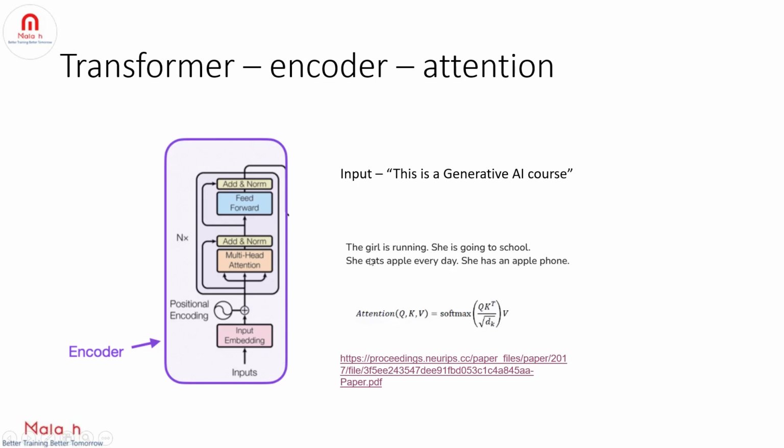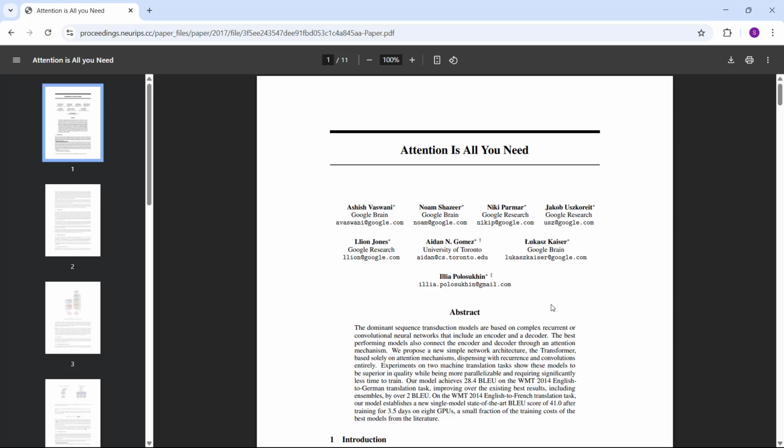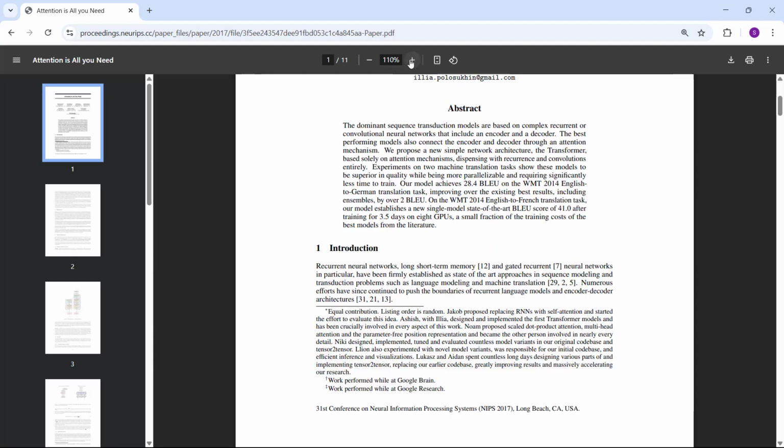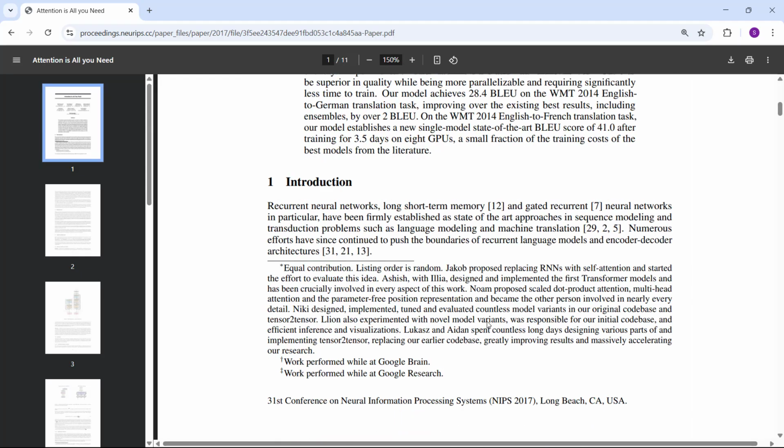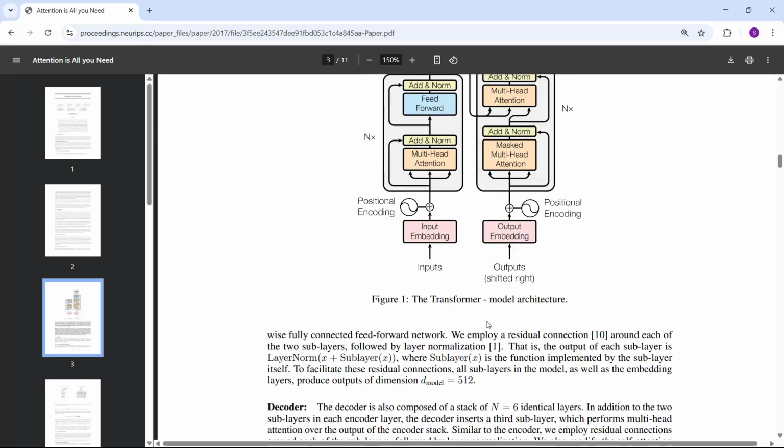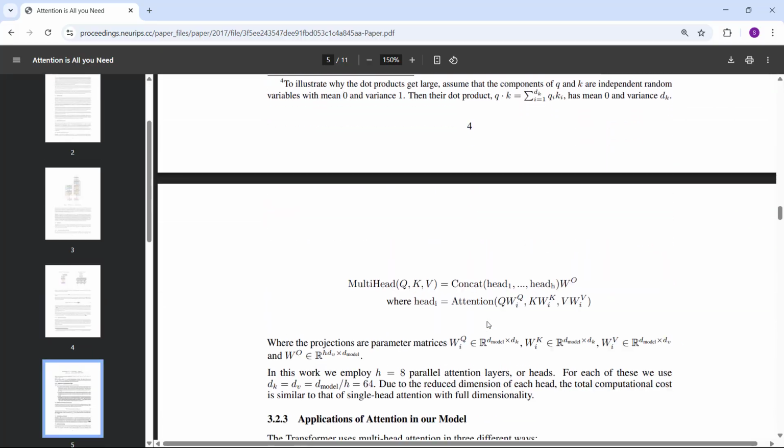And if you want to deep dive on attention, this is the paper. Let me take you there. "Attention Is All You Need", right? So this is the paper. You can deep dive if you are more interested in how we are calculating the attention score.